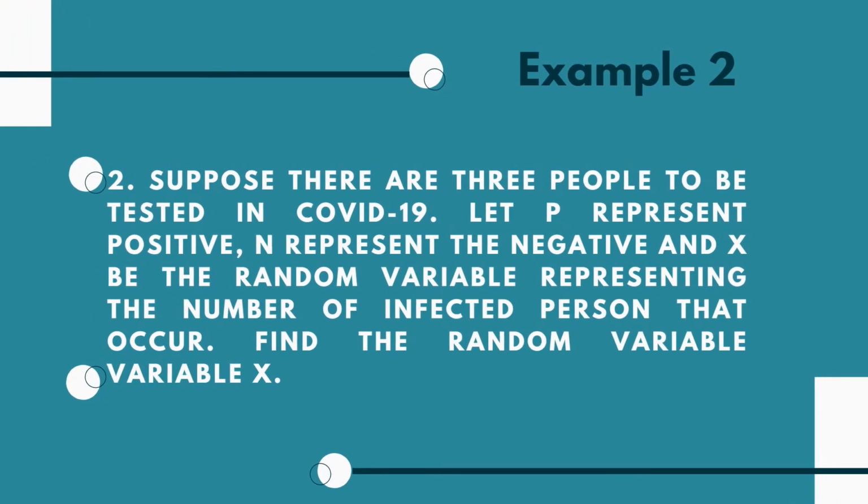The second example is, suppose there are 3 people to be tested for COVID-19. Let P represent positive, N represent negative, and X be the random variable representing the number of infected persons that occur. Find the random variable X.